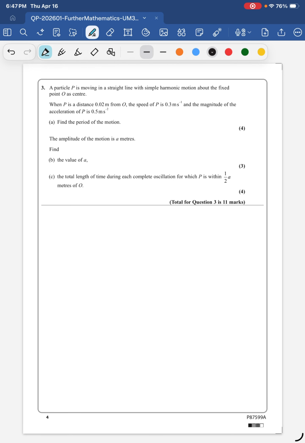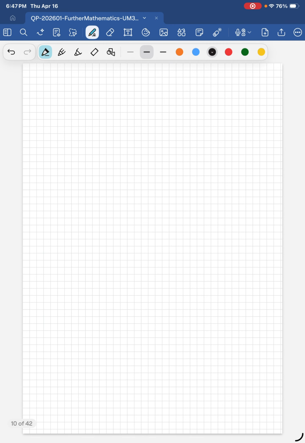So part A, before we do part A, let's make a small scheme showing the situation. So this is the oscillator, okay? So this is the center O, and we are told, what are we told again?